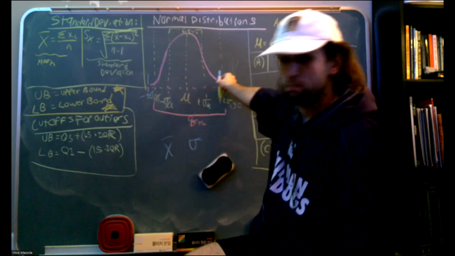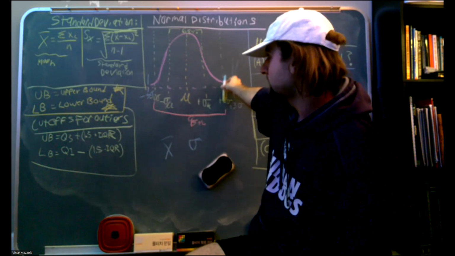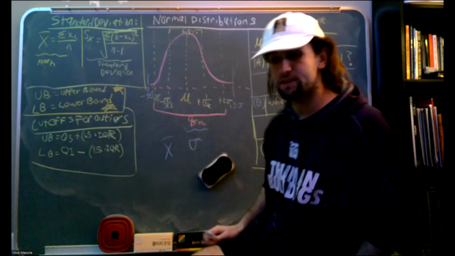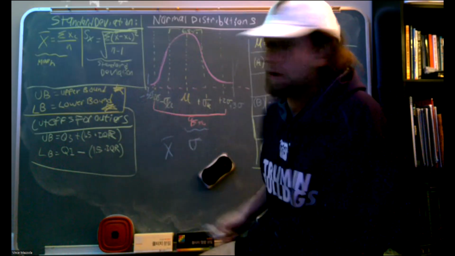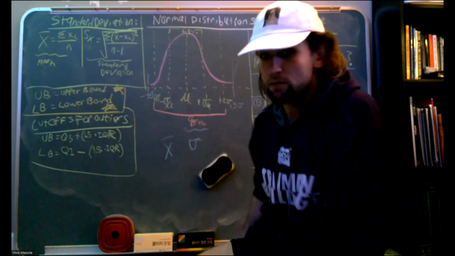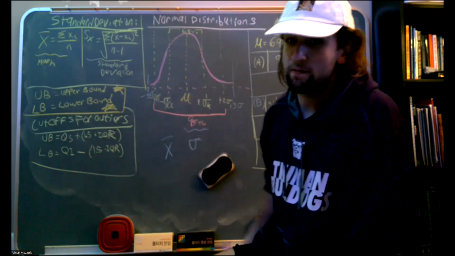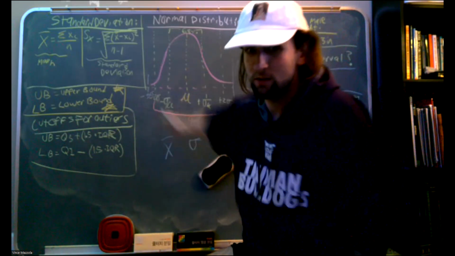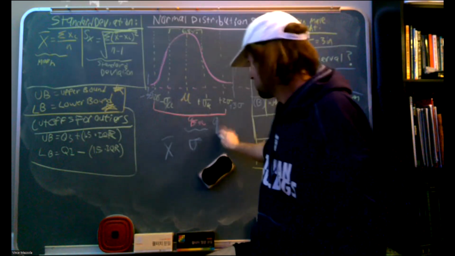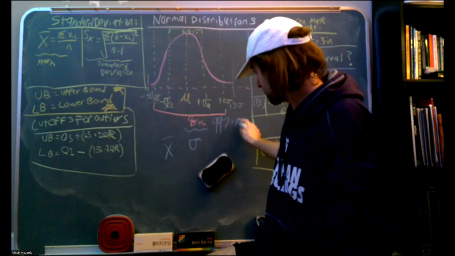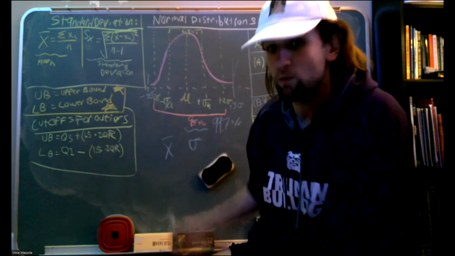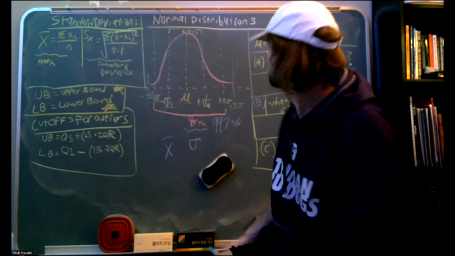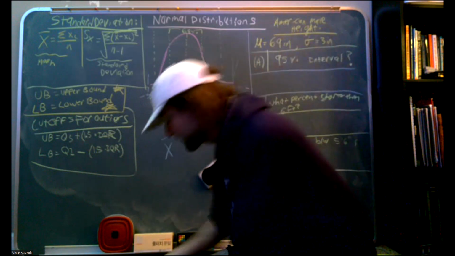2 standard deviations above your mean and 2 standard deviations below your mean, 95% of the population will fall in between those two values. If you go one step even further, where you have 3 standard deviations above and 3 standard deviations below, then that's going to be 99.7% will fall between those two values. What does that even mean? Well, let's go through an example right here.